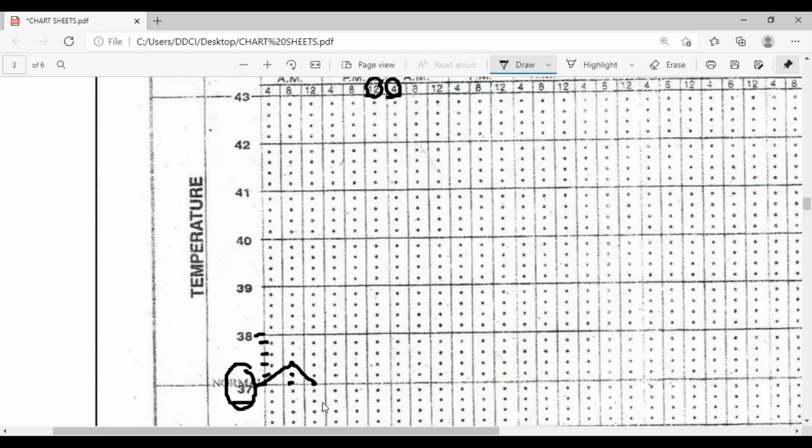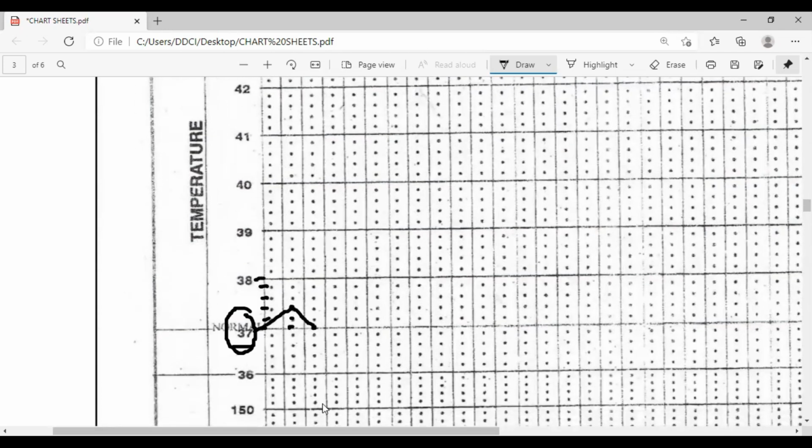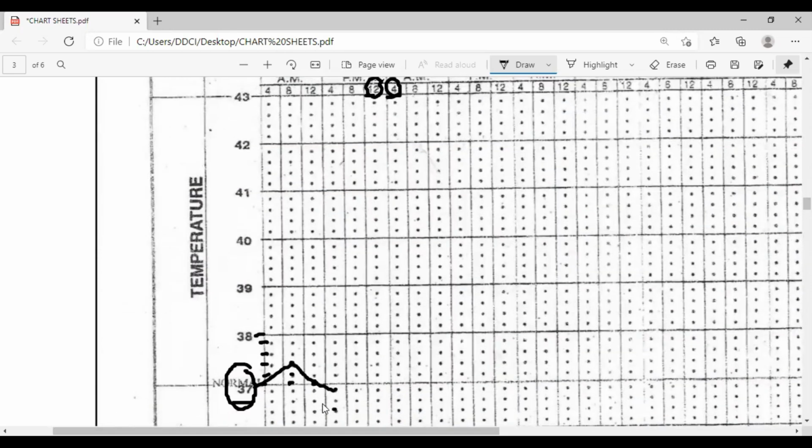Let's make an example. So we have here 4 p.m. You have here that the temp of the patient is 36.8. So this is 36.2, .4, .6, .8. So you connect that. Then for 8 p.m., again same temperature, so just connect.